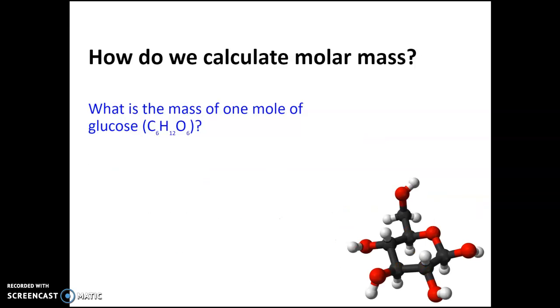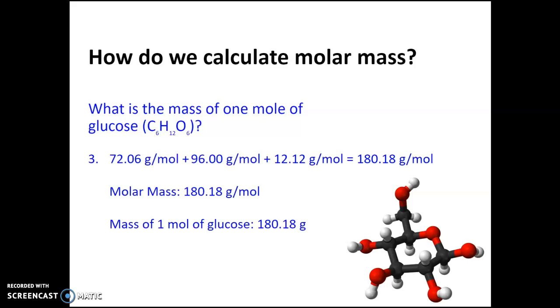Now that we know the individual contributions, we can put it all together by adding them up.